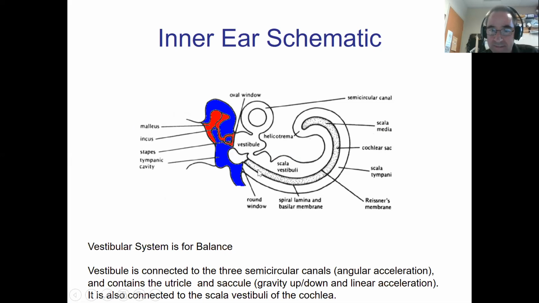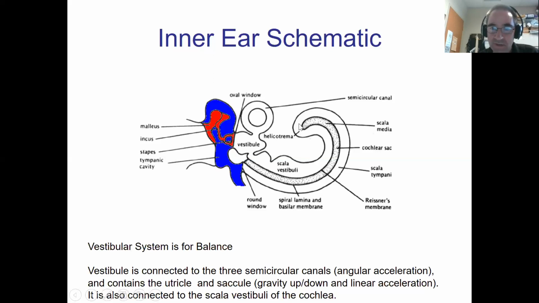Below, the scala media is the shaded-in thing, and that's a sealed-off compartment. At the top, there's Reissner's membrane. At the bottom, there's the basilar membrane. And as you go up the spiral, up and up and up, when you get to the very top, those two things connect to each other and seal it off. So this thing is its own little tube, right? It's not connected to the other ones.